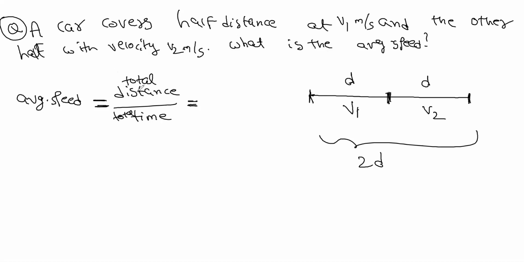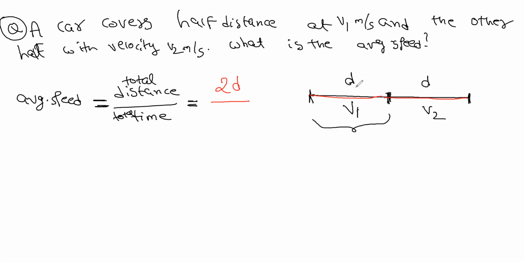What is the total distance he covered? Here it is d, here it is d, so in total he covered 2d, divided by the total time. Do we know the time? No, we don't know time, but we know distance and we know velocity. We know half the distance d and velocity v1.